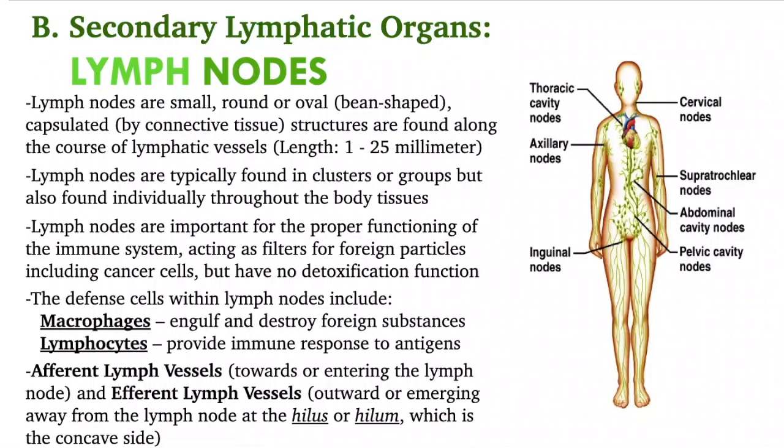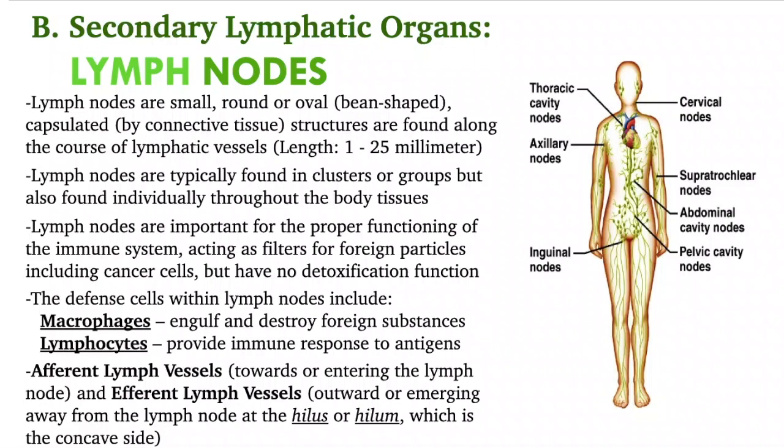Now let's focus on the lymph nodes. The lymph nodes are small bean-shaped or round, oval-shaped capsules, and these capsules are covered in connective tissue. They're about 1 to 25 millimeters long, and these are going to be scattered throughout the lymphatic system as little pit stops along the vessels. Now these nodes are usually found in clusters or groups, so there's usually not just one or two. Usually there's going to be a grouping of maybe 2, 3, or 4.